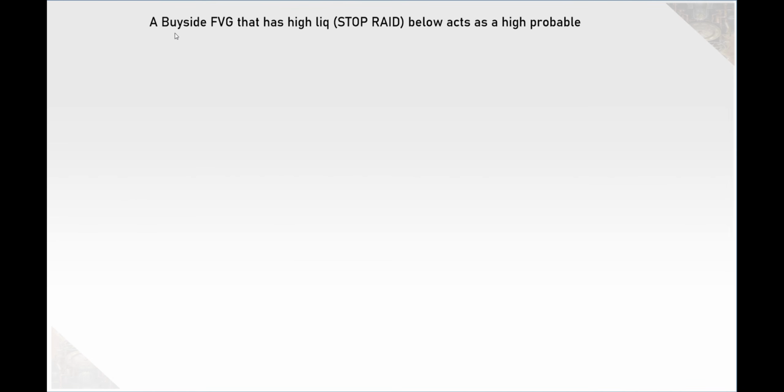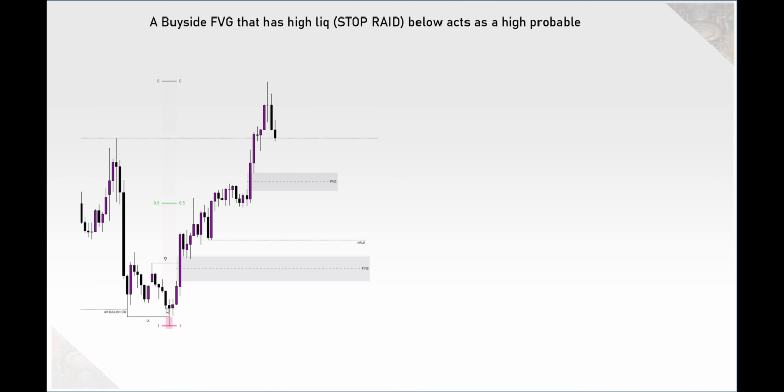So now, a buy side fair value gap that has high resistance liquidity, a stop raid below, acts as a high probable fair value gap, right? So now if you look at this example, we have simply hit the forward bullish order block. We simply have taken out these stops, right? And then if you look at this fair value gap, also we got this fair value gap.